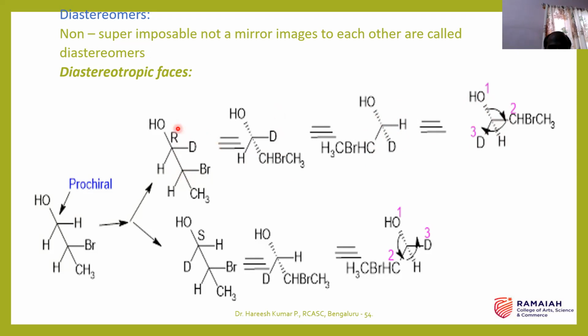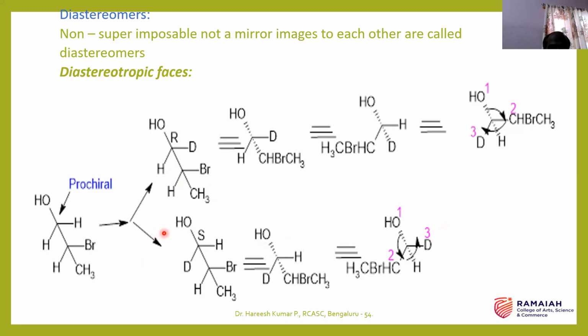That is the reason these products are diastereomers. Similarly, if this hydrogen is replaced with deuterium, then this product is obtained. If you want to know whether the newly formed chiral center is R or S, then you have to convert it into this projection. So this will be further converted into this projection to assign the priority. Here, this will be 1, this will be 2, this will be 3. That means it's in an anti-clockwise direction.